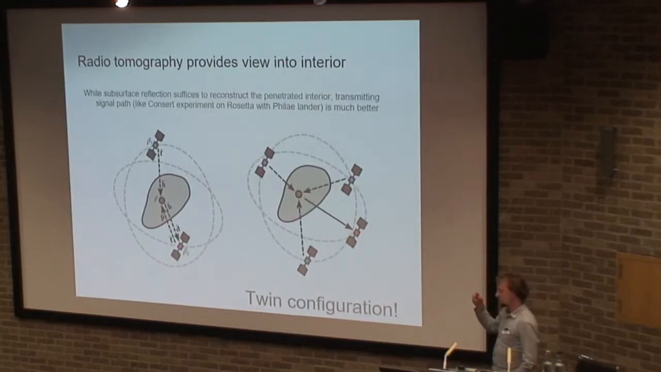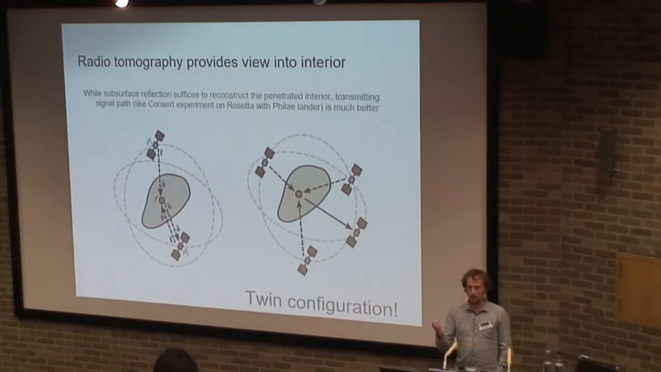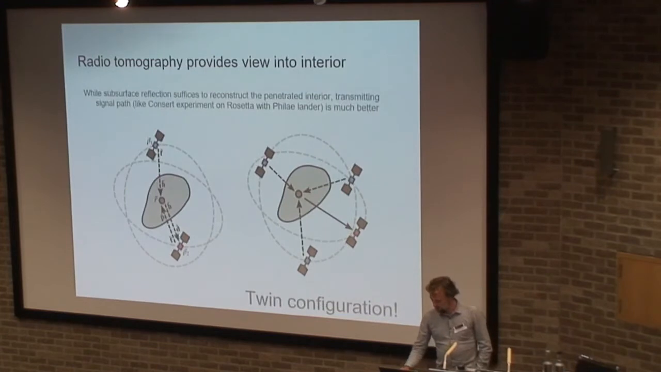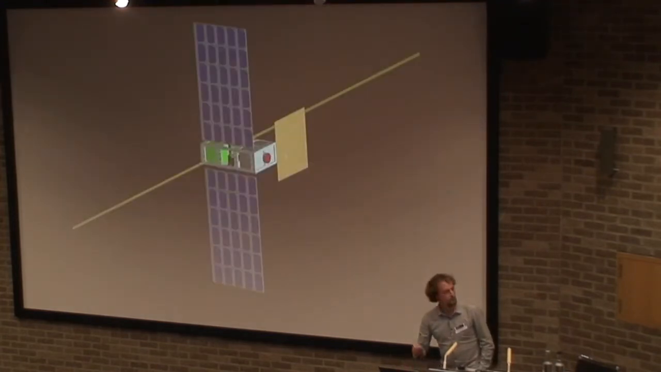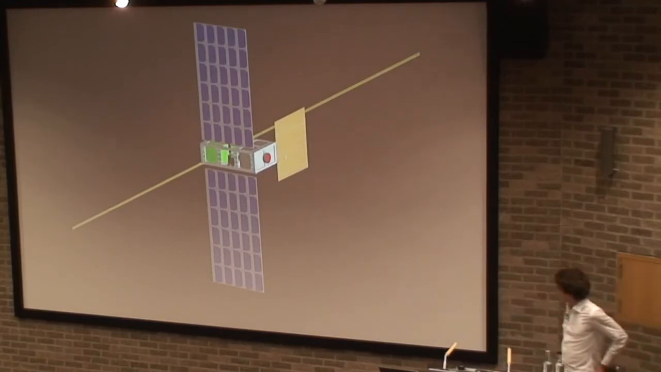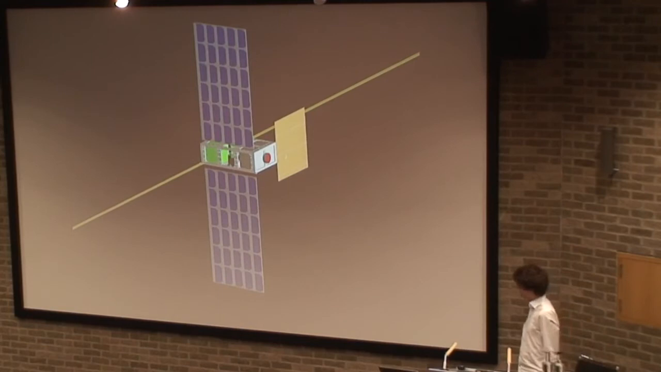And you need a penetrating wave to actually do this accurately. So from this, using a twin configuration with a radar instrument is the optimum to really detect the interior of a rubble pile asteroid. And then I give over. Yeah, just briefly we'll talk about the mission concept, how to get to the asteroid, and talking about the targets.